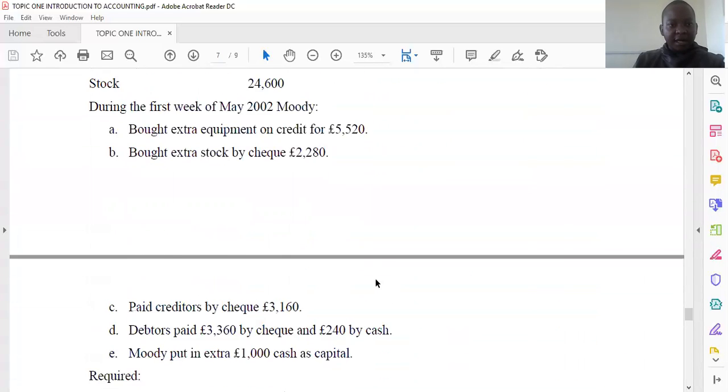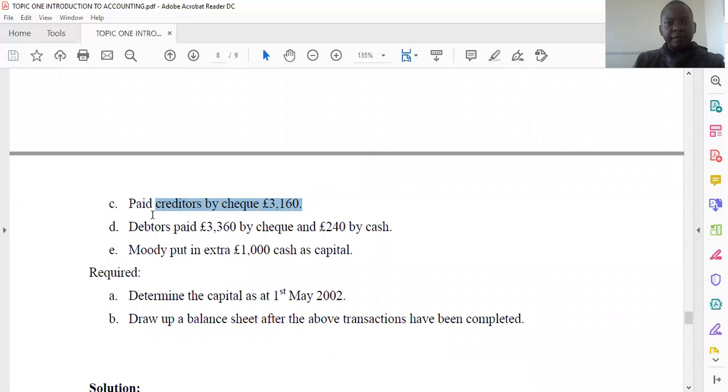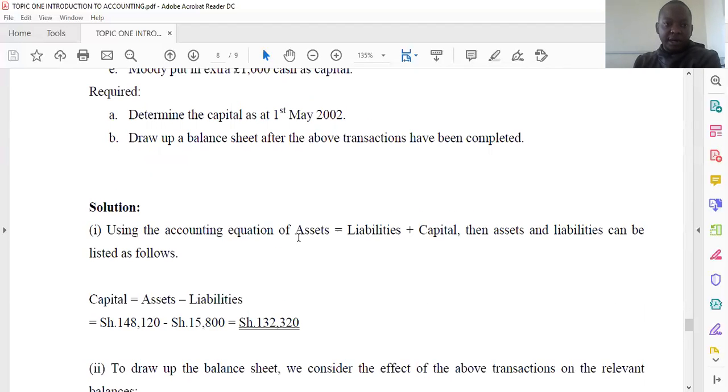We move on to the third transaction. Paid creditors by check 3160. So in this case, the dual effect is that the creditors will reduce. So we minus from the creditors 3160, because when you pay them, the liability will go down. And then the bank will also decrease by 3160, because that money has been withdrawn. So we minus it from creditors and we minus it from the bank.